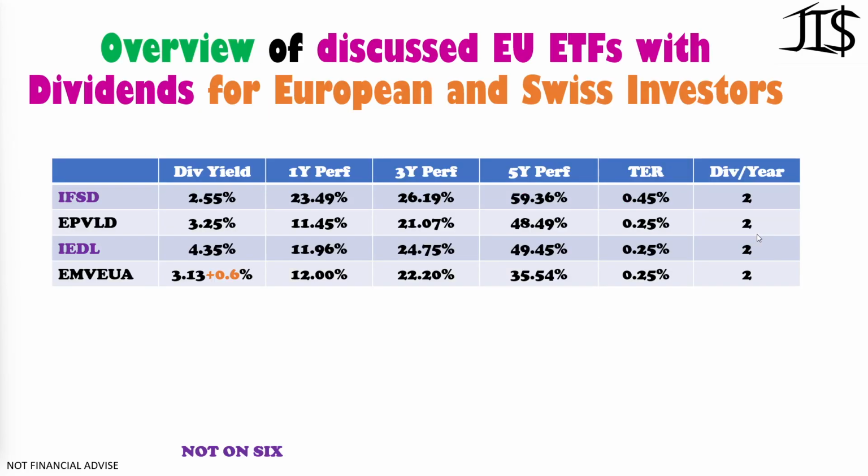And here you have the overview. So if you look at the 5-year performance, the IFSD from iShares has the best 5-year performance, and the EMVEUA, the Value Factor ETF from UBS, has the worst performance over the past 5 years. But here the total expense ratio of the iShares one sticks out a bit, so that's a bit, yeah, sad.